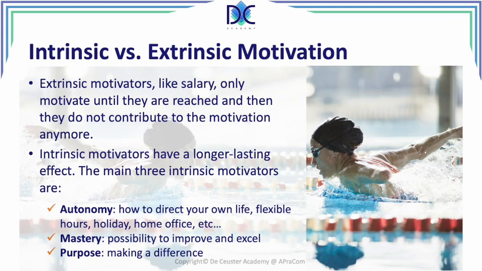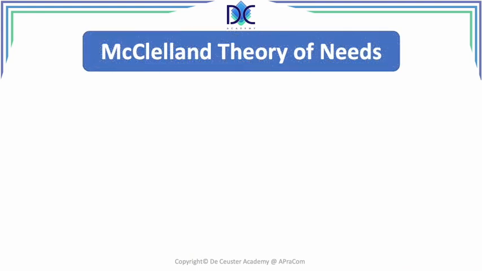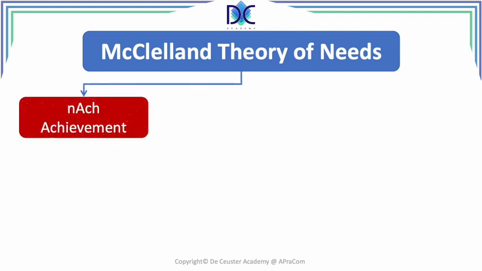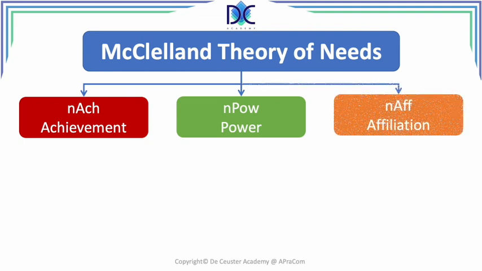Those extrinsic motivational parameters, they will help you for a while, but the intrinsic parameters or the intrinsic motivation will have a longer lasting effect on the work you are doing. Another element is what we call the McClelland theory of needs. We've been talking about this before. We have different types of needs: achievement, power, and affiliation. So we have the need for achievement, we have the need for power, and the need for affiliation. Typically we say nAch, nPow, and nAff.